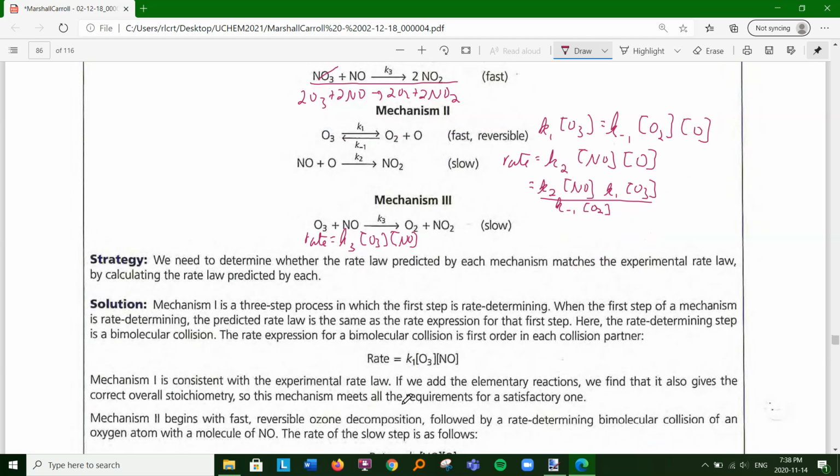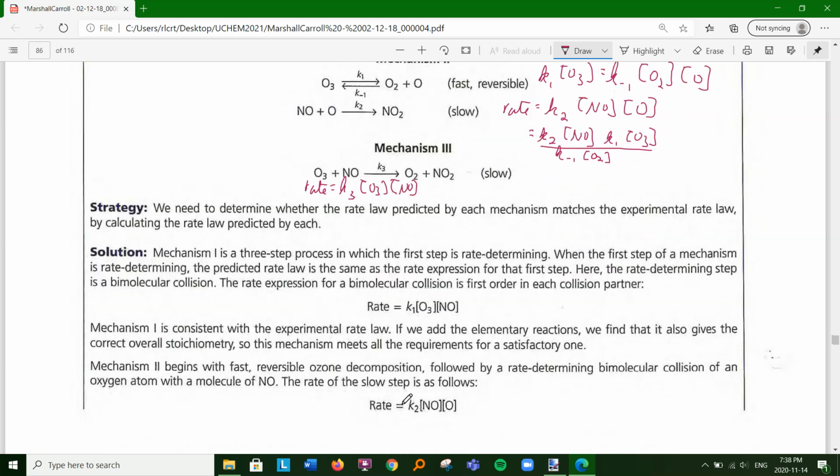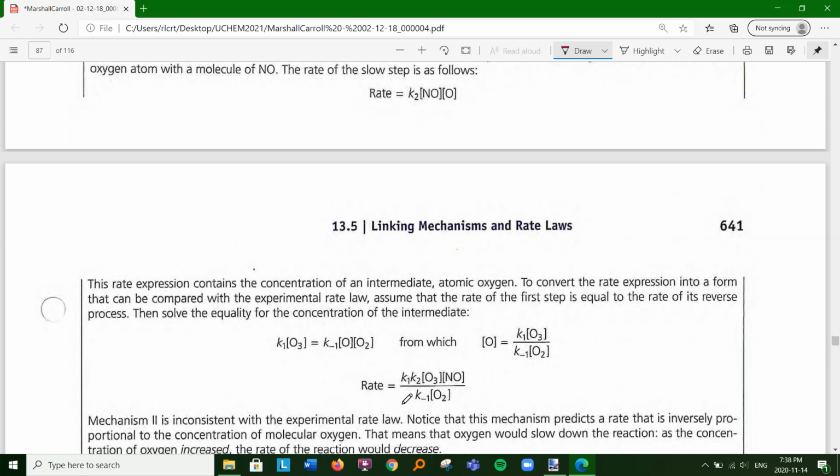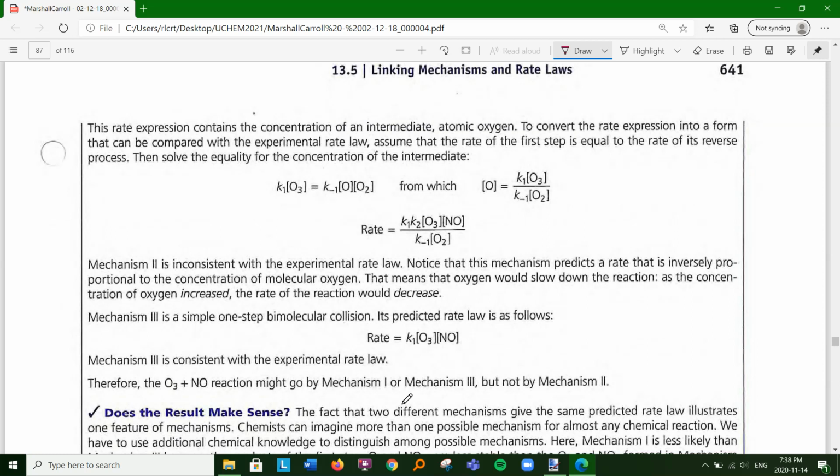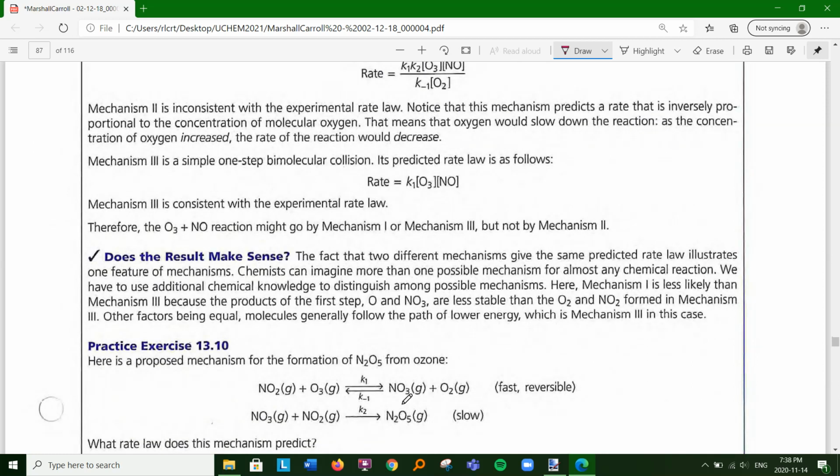Really? It gives the correct overall stoichiometry. Mechanism 1. Why do I have it all multiplied by 2 then? Mechanism 2 is not going to be good. Inconsistent. It actually has a rate that's inversely proportional to the amount of oxygen. Mechanism 3 is good as well. So 1 and 3 are the answers.